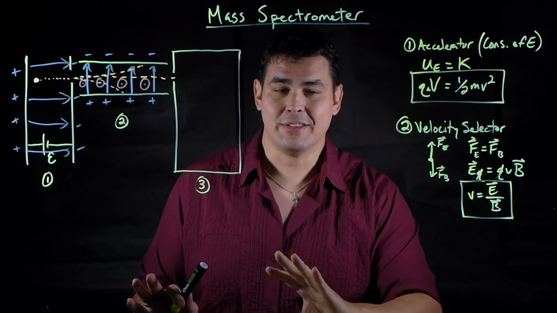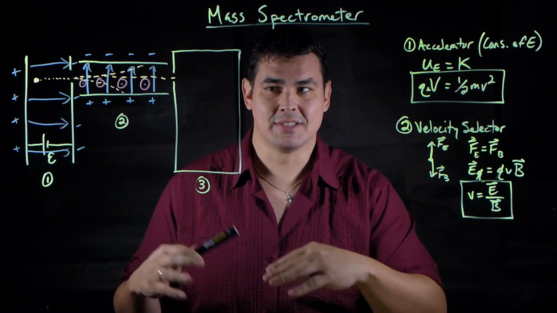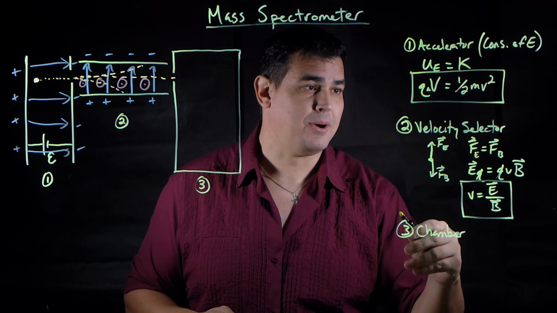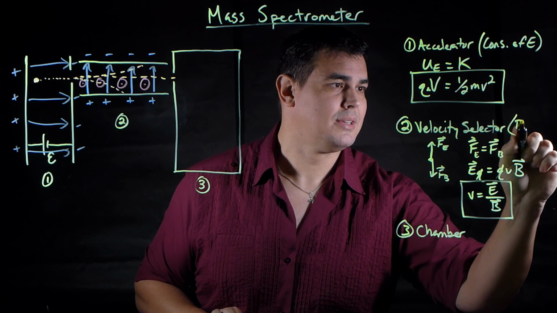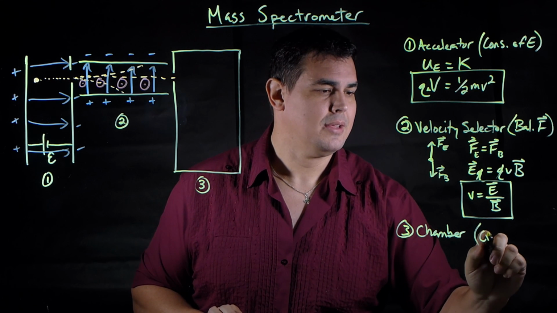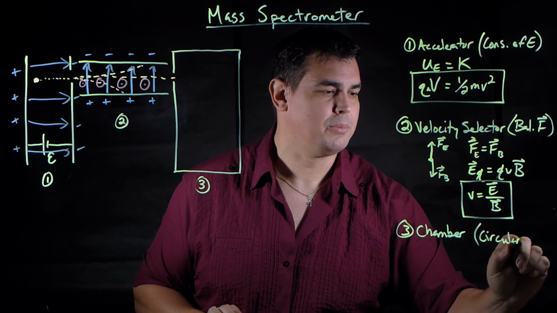Okay, so the third part of this is the actual chamber that does the mass measurement. For the last part, the velocity selector, that was a balanced forces problem. For the chamber, this is a circular motion problem.